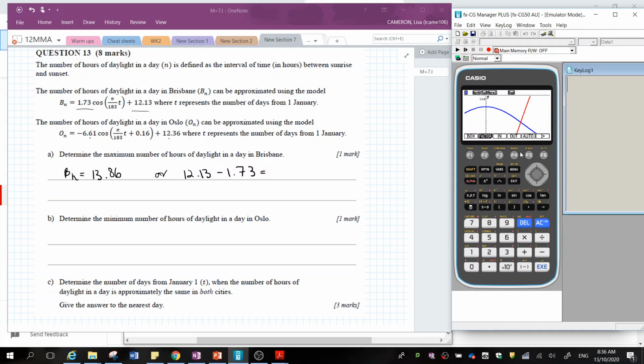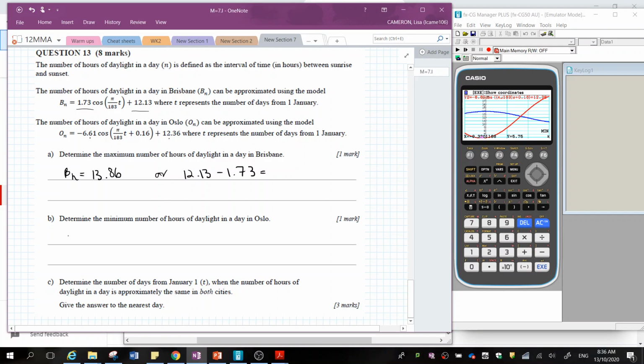Okay, now we're going to zoom. Going to go auto. Okay, and we want the minimum value. So now we're going to go Shift, G-solve, the minimum. We want the other function, so make that flash by pressing down. Press execute, and you can see there that our minimum value for Oslo occurs at 5.75.